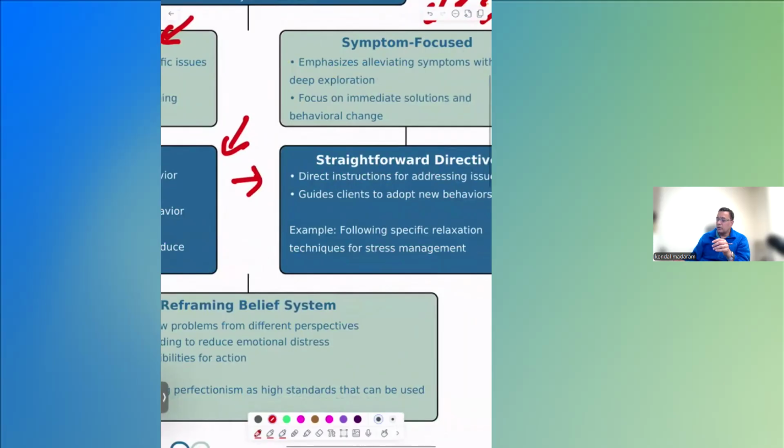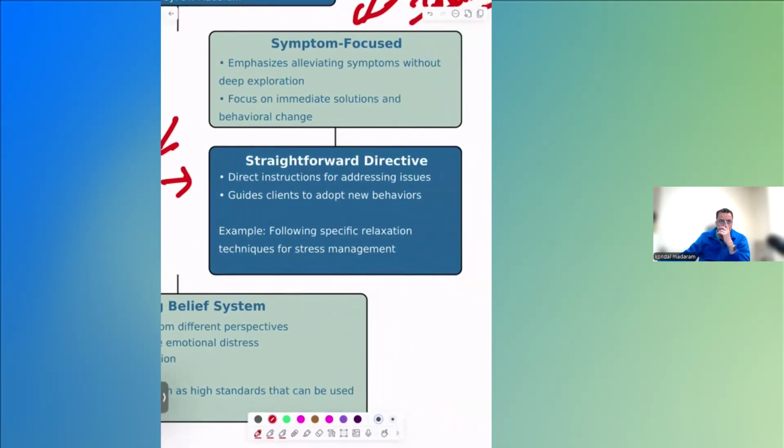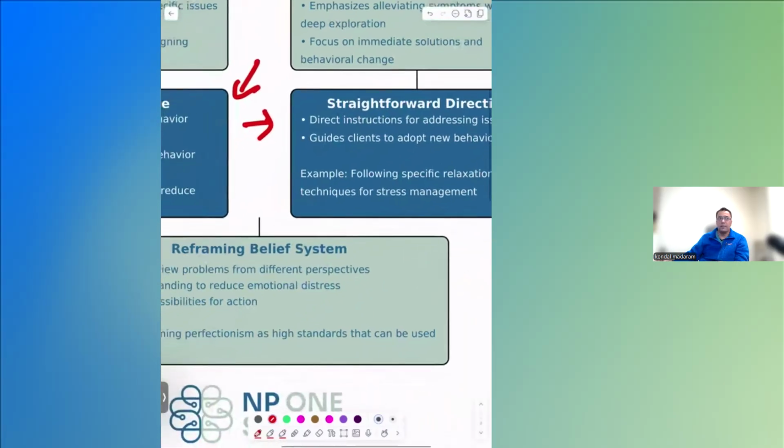Now, let's look at straightforward directive. This involves direct instruction addressing some issues. So, for example, somebody is dealing with high stress, the therapist introduces deep breathing and relaxation techniques, and these methods are practiced daily to help them build resilience. So, that is a straightforward way of creating solutions.